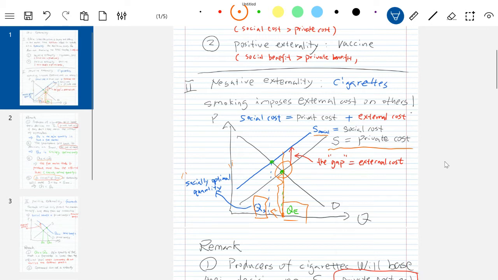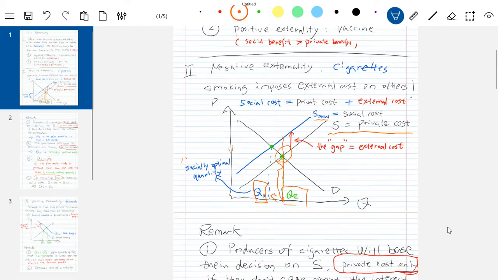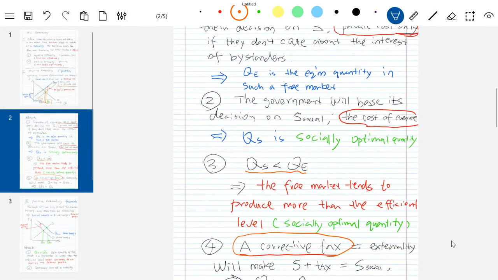So after imposing this tax on the producers, the supply function after the tax will be exactly aligned with the social supply function. Given this after-tax supply function, the new market equilibrium will change from QE to QS. So this is in practice how the government could internalize a negative externality.